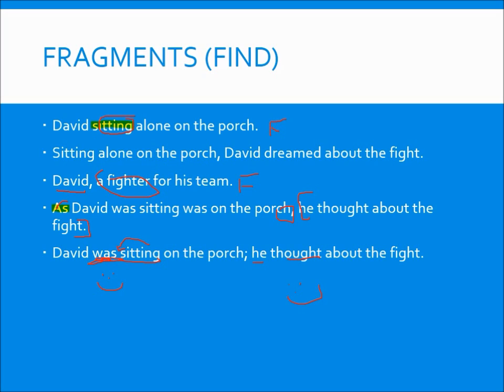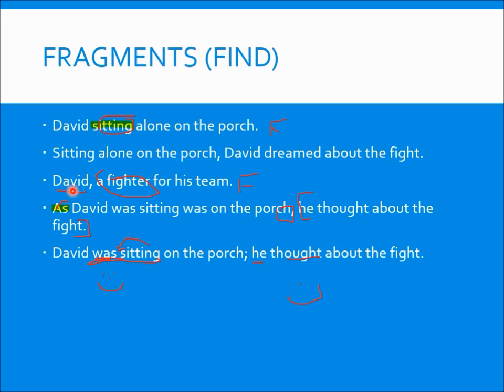Let's try another one. Sitting alone on the porch, David dreamed about the fight. Well, we have a complete sentence here. We have David, who is the subject of the sentence, and we have his action. He dreamed about the fight. And notice at the beginning of this sentence, we have something that we studied in L150. Sitting alone on the porch describes David. So this is a participle. Remember participial phrases? Not a gerund. Remember gerunds stand alone, don't need a comma. This is a participle because it's describing who? David.